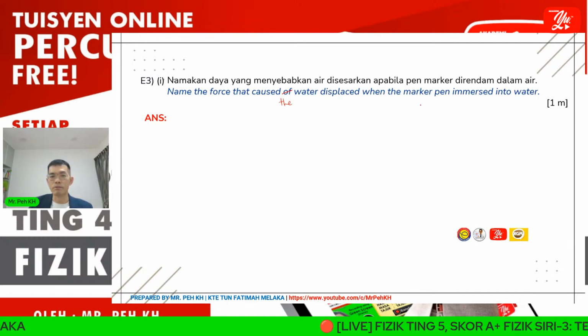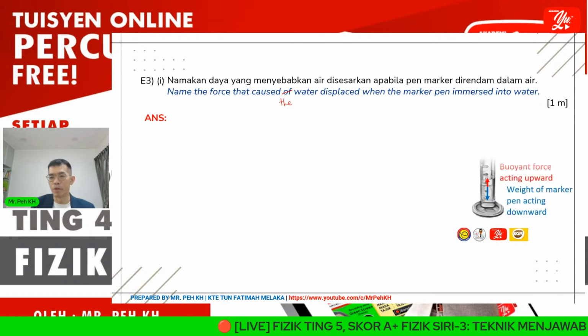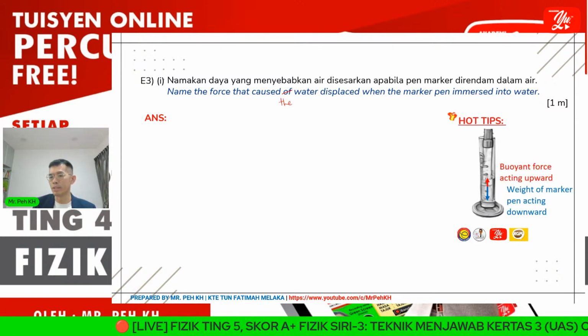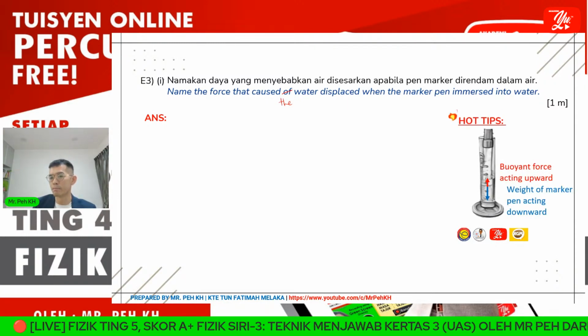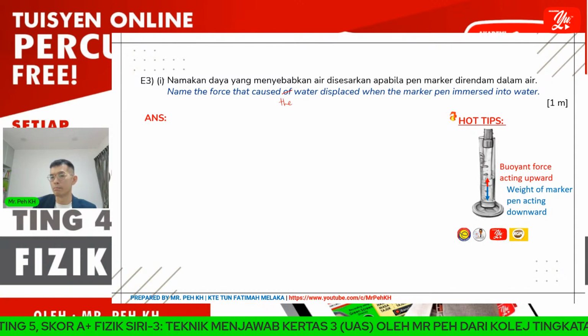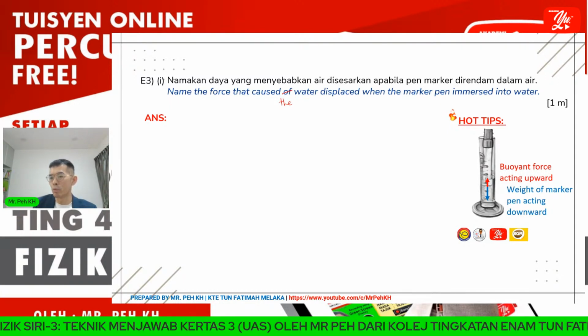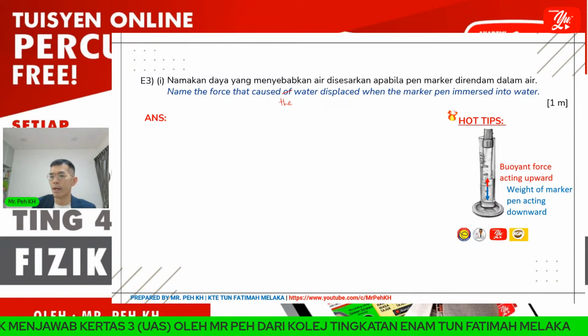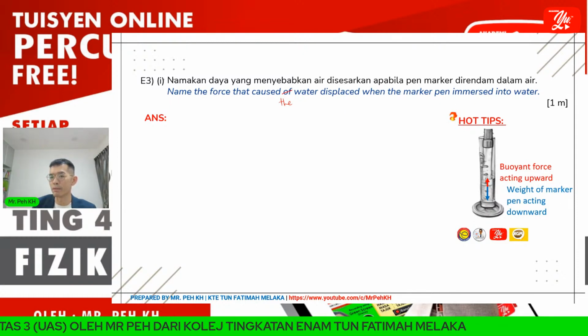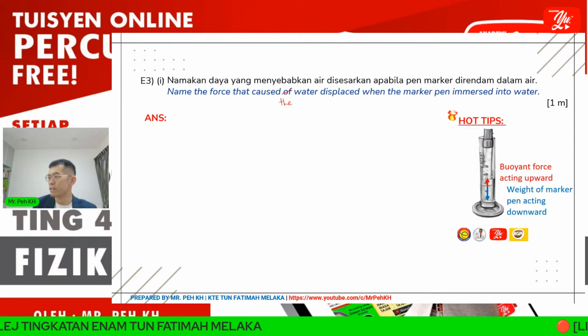The reason, just now I actually told you already. Basically, if we want to consider all the forces acting on the marker pen when immersed in water, we have 2: weight and buoyant force. If you totally drop the marker pen into the measuring cylinder, definitely it will sink, right?